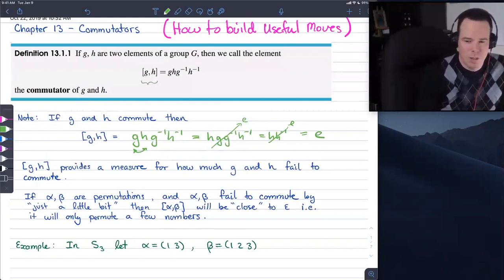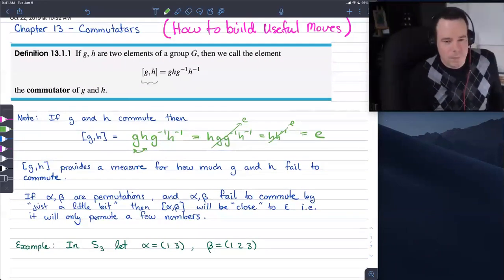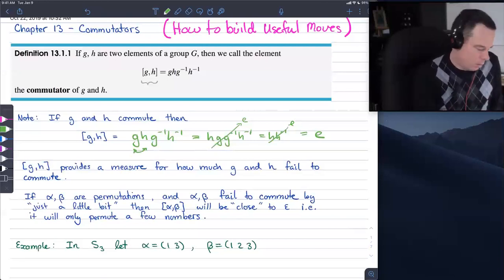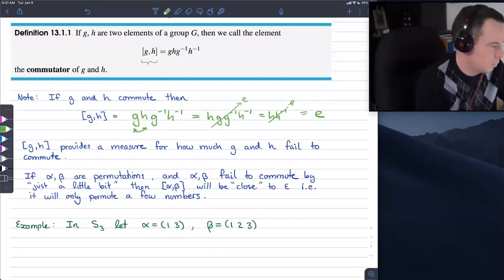In terms of permutations, if alpha and beta fail to commute with each other, then the commutator should be a permutation that only moves a small number of pieces, meaning that alpha and beta almost commuted with each other. There were only a few pieces that caused the problem and why they didn't commute. So let's get a feel for what commutators are and how to compute with them.